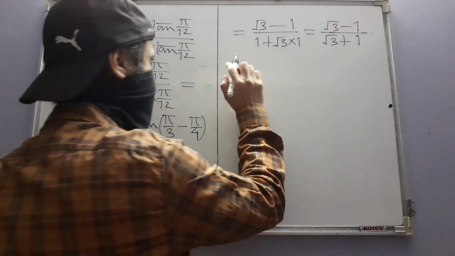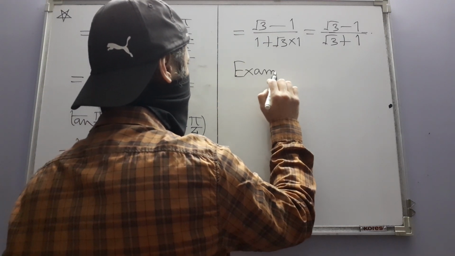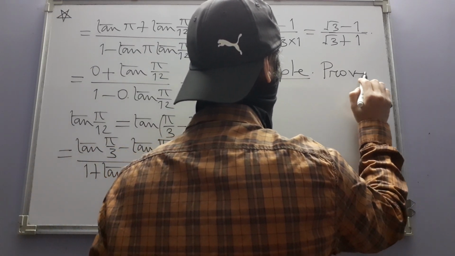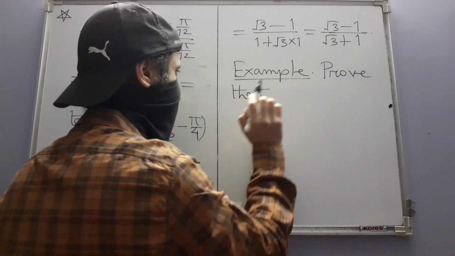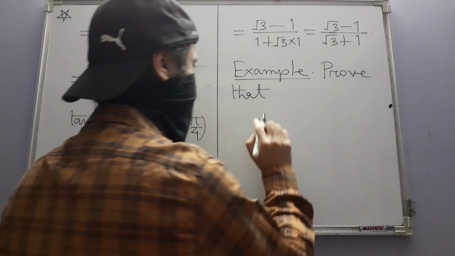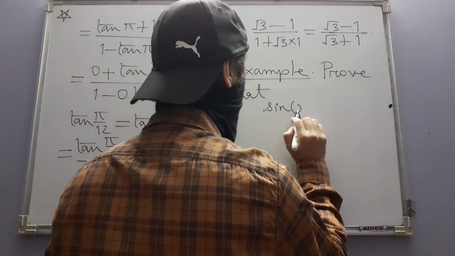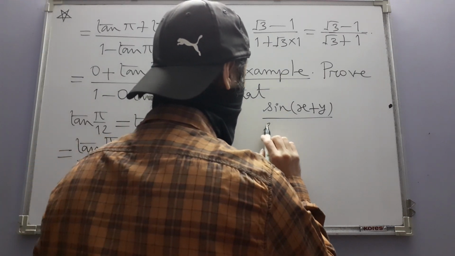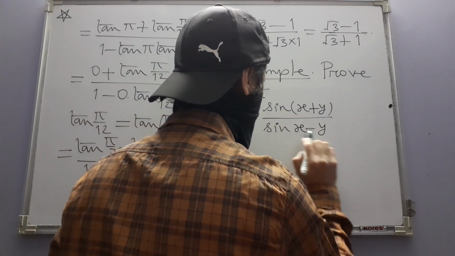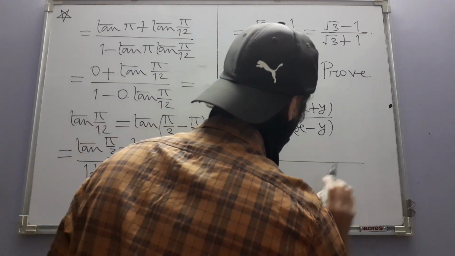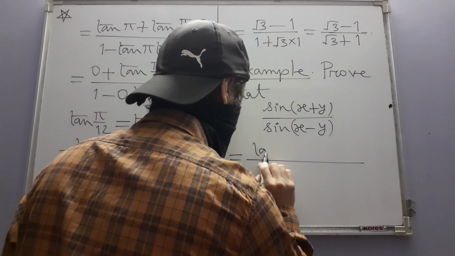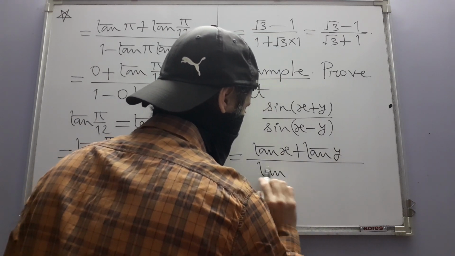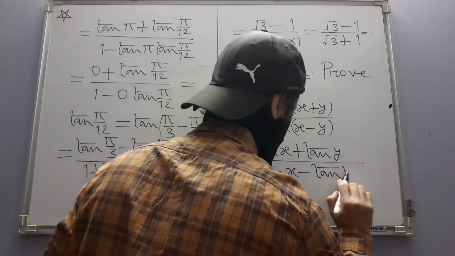Next comes another example. Prove that sin(x plus y) divided by sin(x minus y) is equal to tan x plus tan y divided by tan x minus tan y.